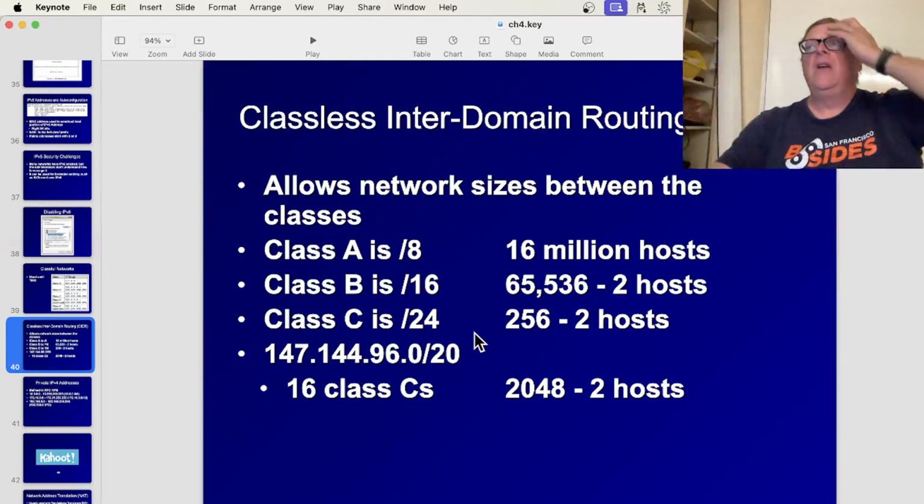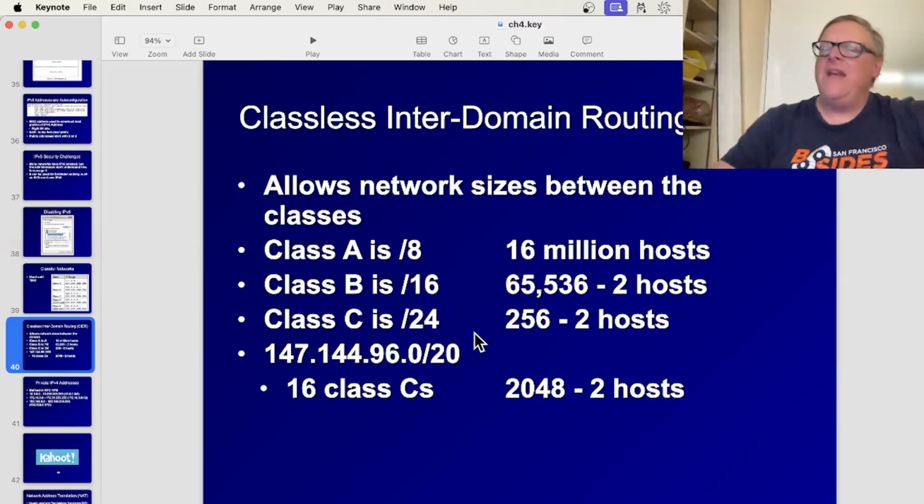So you can more accurately tailor the size of the IP network to the number of machines you really have, being less wasteful. However, all these attempts to extend the life of IP version 4 did hit their limit.